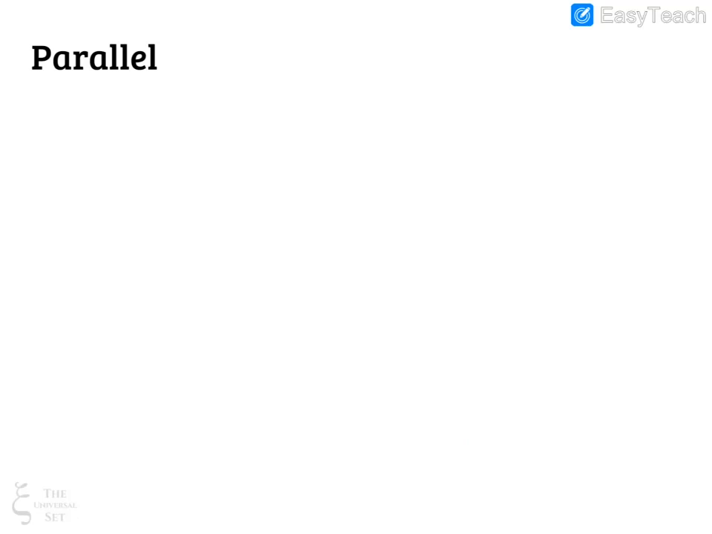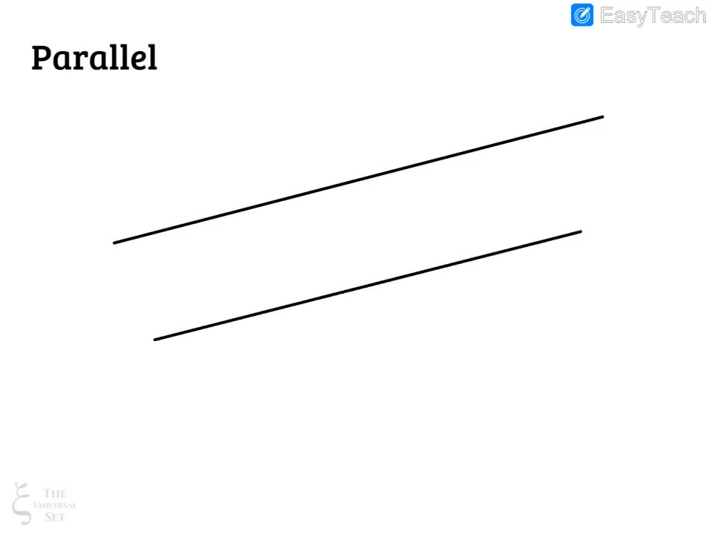So let's say I've got a straight line like this, then I would say that I've got a line that is parallel to that if they are going in the same direction, like this. So if I were to carry these lines on forever and ever and ever in that direction, then those lines are never going to meet. They're like train tracks, right?